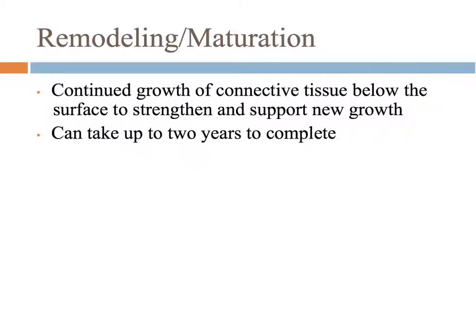Finally, you have a time period of remodeling and maturation, where the growth of the connective tissue continues below the surface to strengthen and support the new cells. This can take up to 2 years to complete, so it can be quite a while after a wound, especially a significant wound, before the tissue is all strong and back together again.